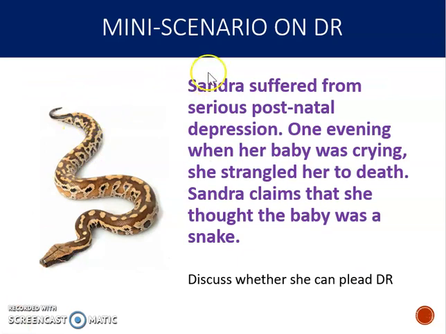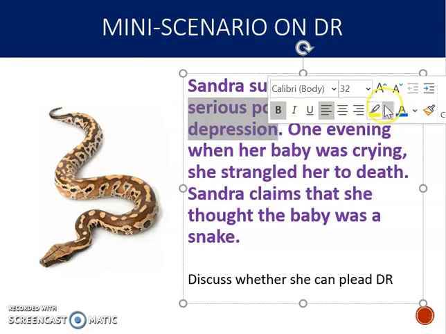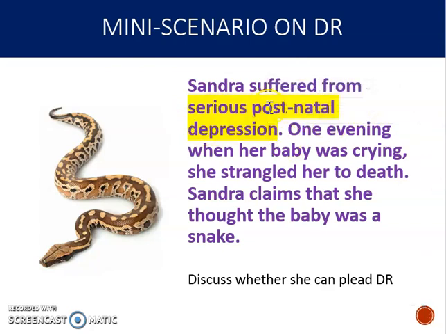So, just as we do in the exam, we need to highlight any issues here that are relevant to the law that we've just reminded ourselves of. So the situation is telling us that Sandra suffered from serious postnatal depression. So I'm going to highlight that. And that's relevant because that's a recognised medical condition. You could use Gittins there because although this is postnatal depression, it's still a form of clinical depression. One evening when she was crying, she strangled her to death. Okay, so we've got the death. She claimed she thought the baby was a snake.